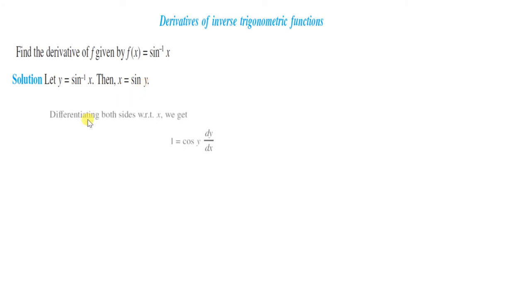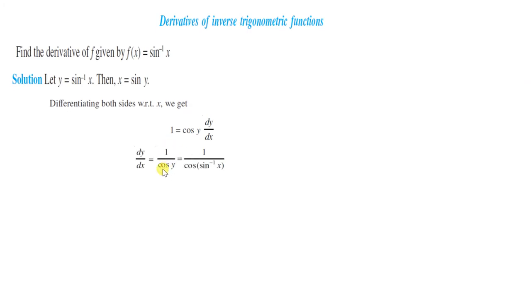Now, differentiating both sides with respect to x, the differentiation of x will be 1, and here we have to use the chain rule. First differentiate it with respect to y, it becomes cos y, and then multiplied with dy by dx using the chain rule. From here we can write dy by dx equal 1 upon cos y, that is 1 upon cos, and what is y? From here y is equal to sine inverse x. So we can write 1 upon cos sine inverse x.